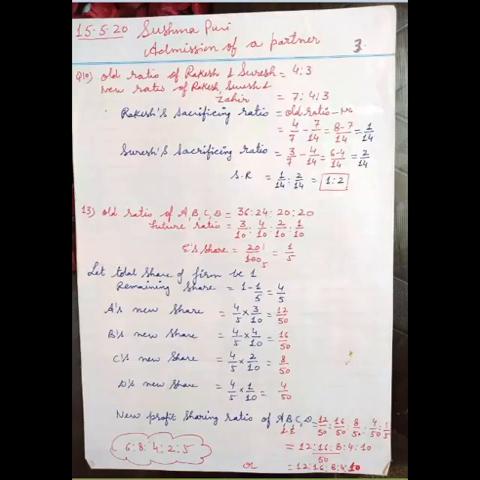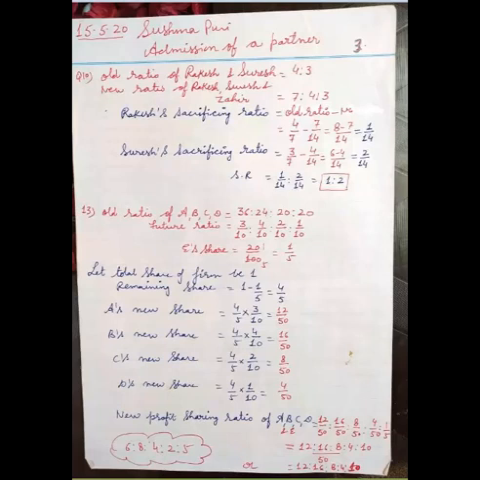So Rakesh's sacrificing ratio is equal to old ratio minus new ratio. Rakesh's old share is 4/7 minus new share 7/14. If you solve it, LCM 14, 8 minus 7 is equal to 1, so 1/14 you will get. Suresh's sacrificing ratio is old minus new share. Old share is 3/7 minus new 4/14. If you take LCM, that is 14, and solve it, you will get 2/14. So the sacrificing ratio is 1/14 : 2/14, which is 1:2.